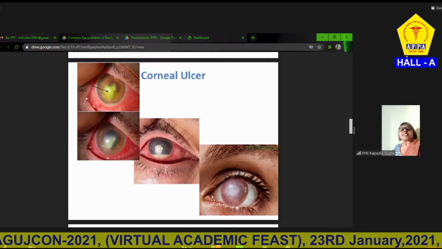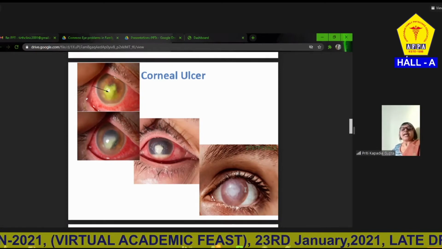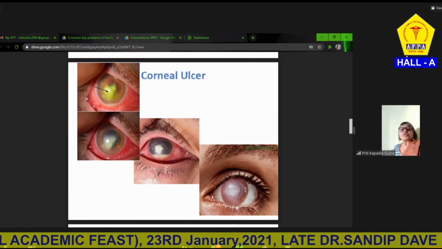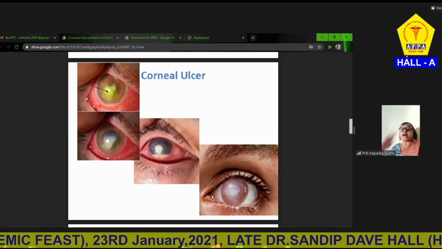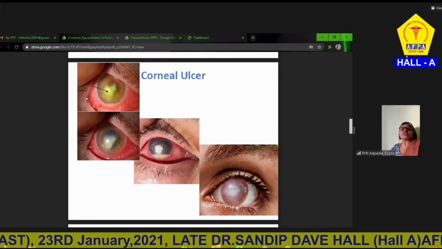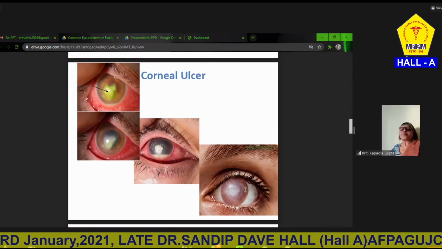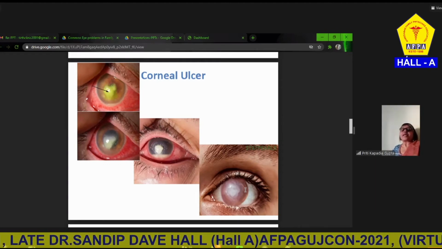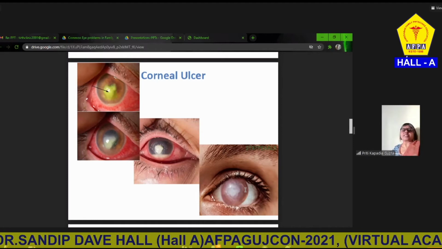So probably it's a healed corneal ulcer, and the thing which you can see is just an opacity. Now this opacity being very central, it hides the pupil and the visual acuity is lost. Such patients can either go for a partial thickness keratoplasty or a penetrating keratoplasty. Next.